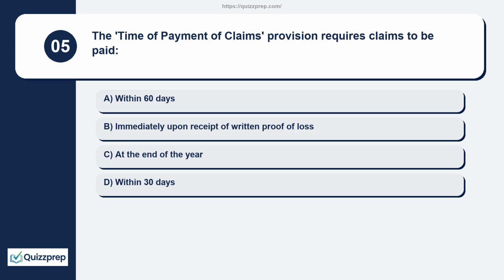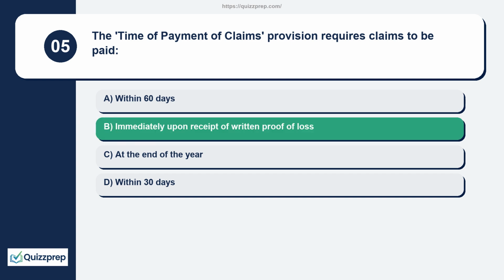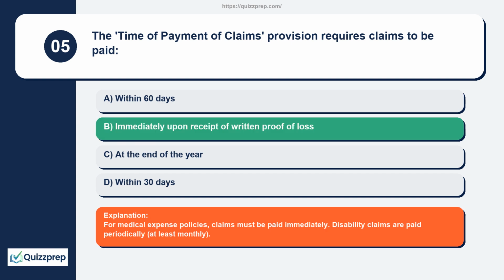Question 5. The time of payment of claims provision requires claims to be paid within 60 days, immediately upon receipt of written proof of loss, at the end of the year, within 30 days. For medical expense policies, claims must be paid immediately. Disability claims are paid periodically, at least monthly.